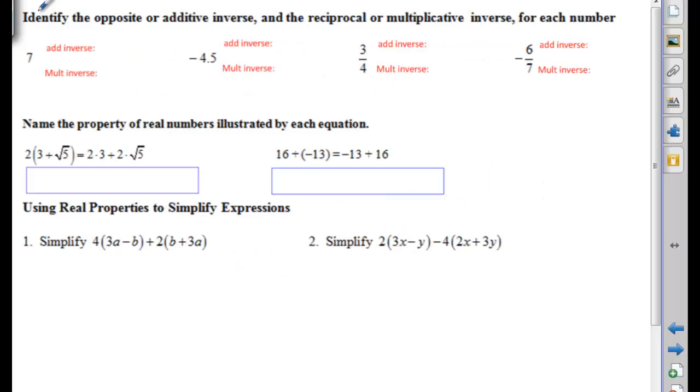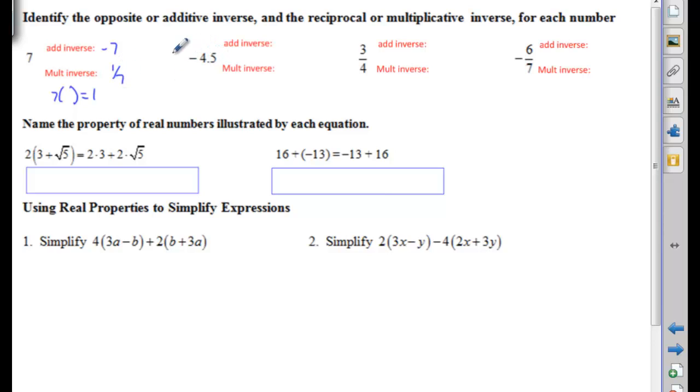So what we're going to do is identify the opposite or additive inverse and the reciprocal or multiplicative inverse for each number. Remember, if I want the additive inverse, what are we going to add to 7 to get 0? The answer is negative 7. Multiplicative inverse, now we want to get 1. So writing it down here, 7 times what equals 1, and that is 1/7.